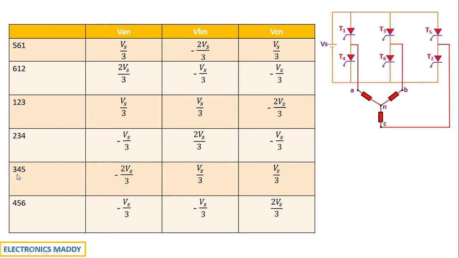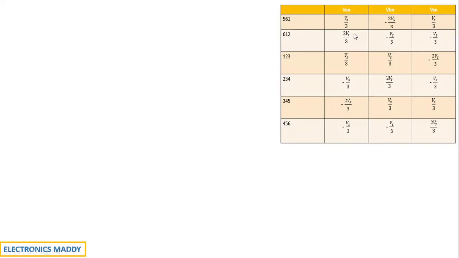Similarly, do this analysis for 3, 4, 5 and 4, 5, 6. And once you get this table, drawing the waveform is pretty simple and straightforward. You can blindly draw it. Let's look at the waveform. I'm considering the table just for you to look at the waveform.